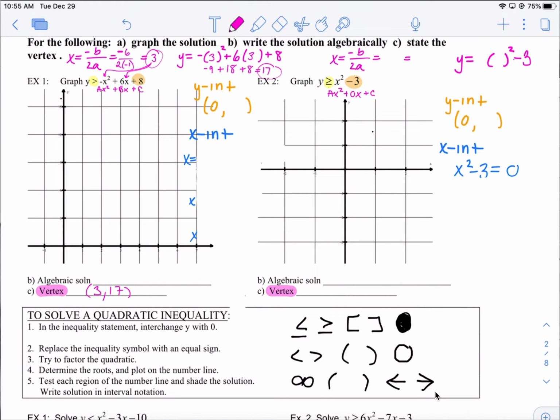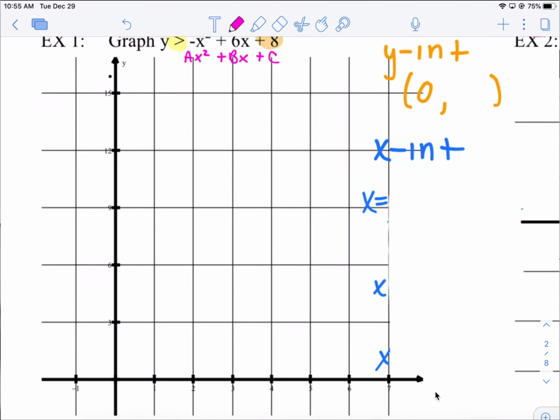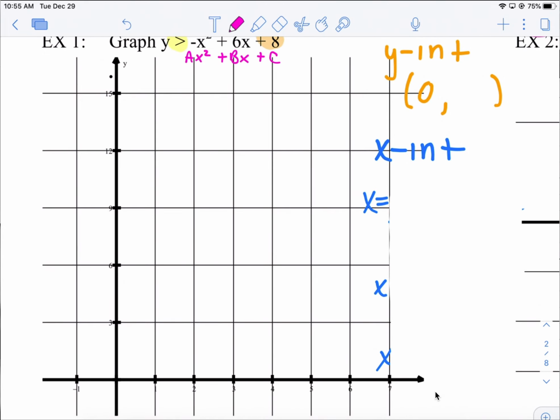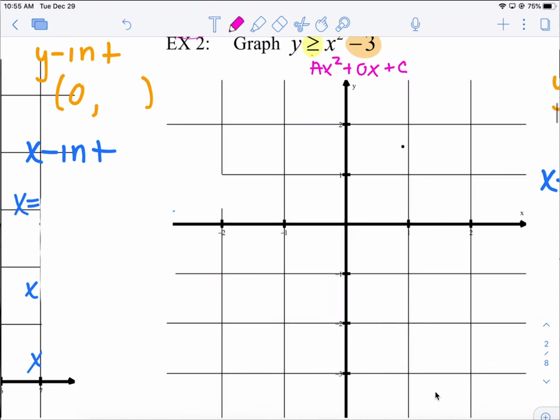If I was going to graph that, I would need to make sure I know what I'm counting by on my graph. If I zoom in here, it looks like my graph is counting by 3, so 1, 2, 3, 4, 5, 6, and so on. So 17 is going to be up here, 16, 17. The x's are just counting by 1, so my vertex is going to be right about here. I'm going to label it with a V so you know vertex. Remember, you can pause anytime you need to.